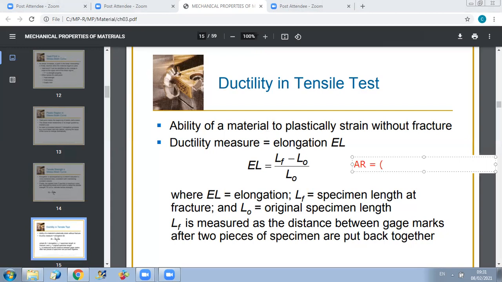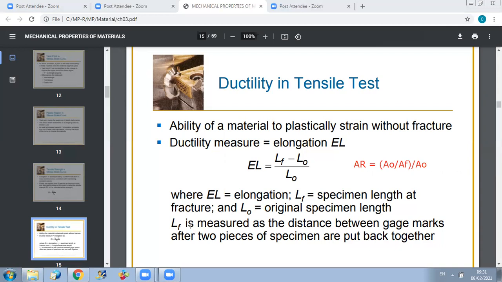For example, the area reduction is measured as A0, which is the initial area of the specimen, minus A final, divided by A0. We will not have the same numbers. They are different numbers, but both are a measure of ductility. EL represents the elongation, LF is the specimen length at fracture, and L0 is the original specimen length.